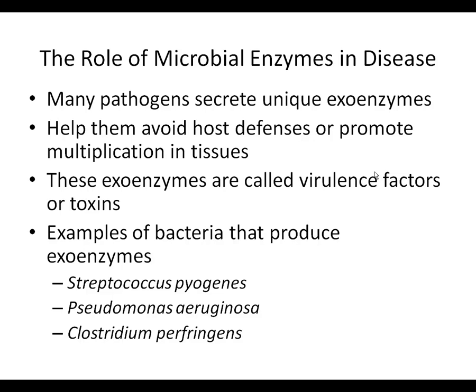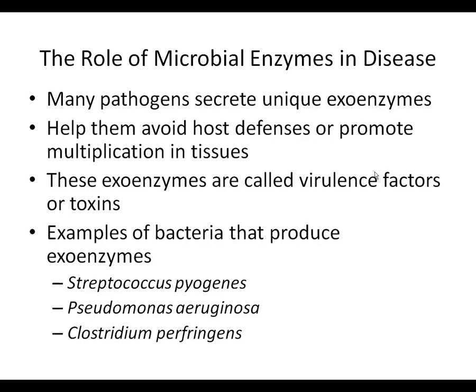Some examples of the bacteria that produce exoenzymes: Streptococcus pneumoniae. Streptococcus pyogenes causes skin and throat infections. This is the bacteria that causes strep throat. Basically, what it does is it produces an exoenzyme called streptokinase, that will digest blood clots, and it will help then invade the tissues in the back of the throat, and it makes the throat very red and sore and bloody.